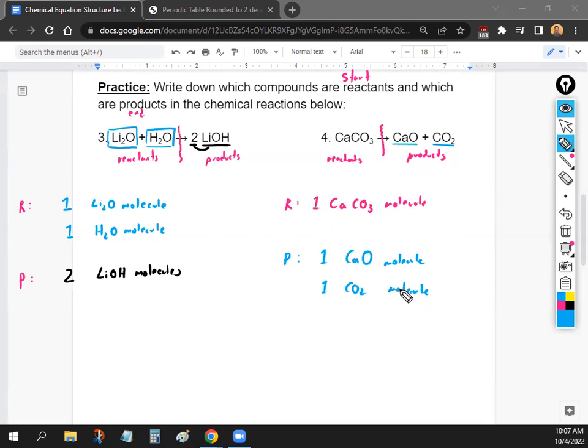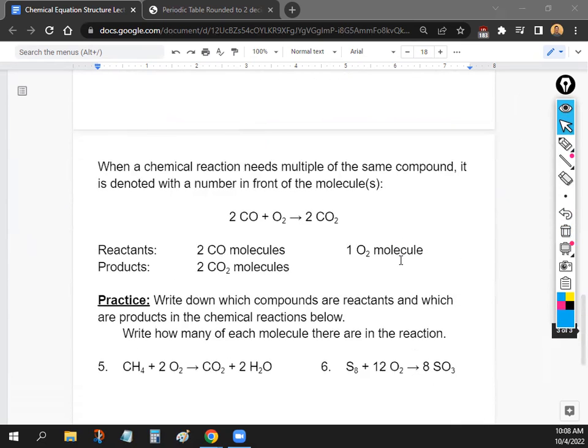All right, so that's how you can read chemical equations. Again, they're just recipes that tell us how many molecules it takes to make a certain number of other molecules. Okay. All righty, let's move on.